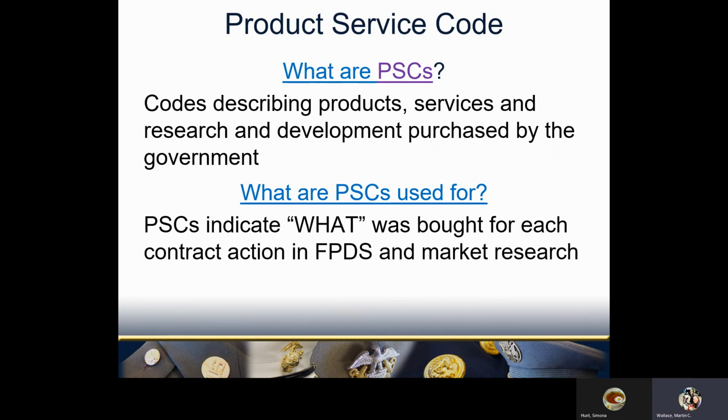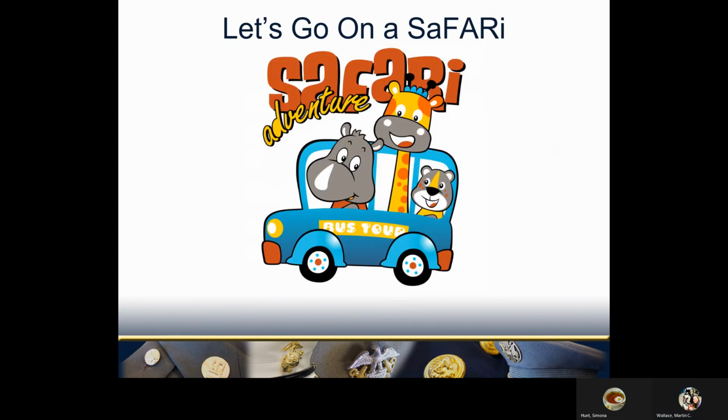The PSC is a code describing products, services, and R&D purchased for the federal government. These codes indicate what was bought for each contract action in FPDS. I provided a link for you to access the PSC manual on the acquisition.gov website, highlighted in purple. Let's go on a safari and look at the PSC manual.